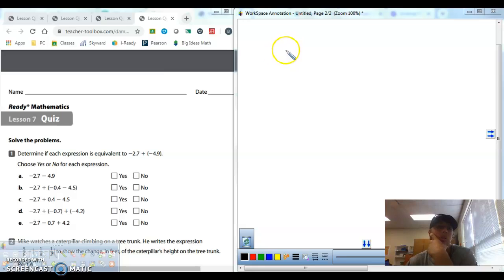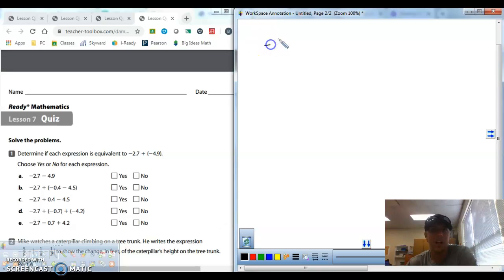Okay, so we'll look at this first one here. Determine if each expression is equivalent to negative 2.7 plus negative 4.9. Choose yes or no for each expression. Okay, so a few things. First thing, on this first one, we've got negative 2.7 minus 4.9. Well, adding a negative, remember, is the same as subtracting a positive. So we're subtracting positive 4.9. So this would be yes. You don't even have to do any math for that.